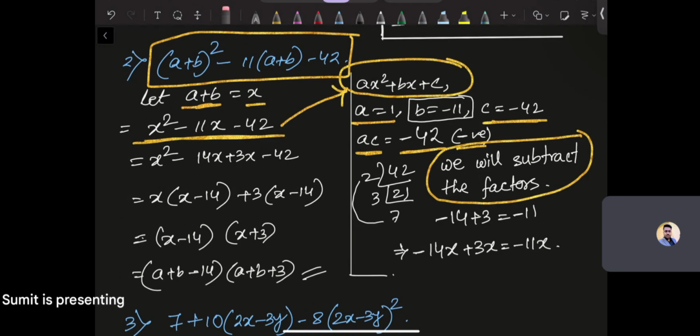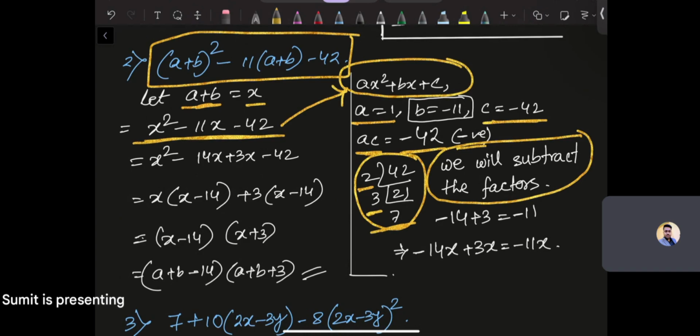Okay. Now how can you factorize 42? See, I have factorized over here that by 2 it is 21, and then by 3 it is 7. So only 3 factors are there, 2, 3 and 7. So how will you use these factors and subtract? You will subtract the factors to get the middle term.